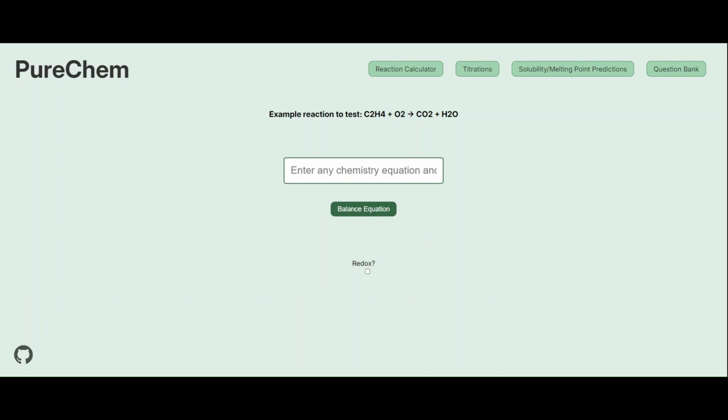There are two types of reactions that you can input, either a normal reaction, like the one above here, or a redox reaction, where you have to click the check mark box in order to use it. We will start with a normal reaction for analyzing. First, let's put in a combustion reaction.